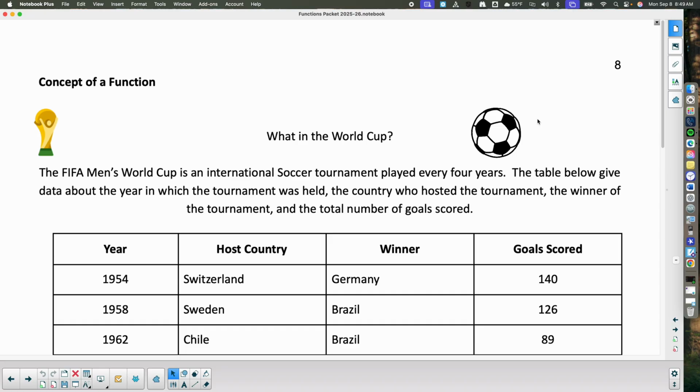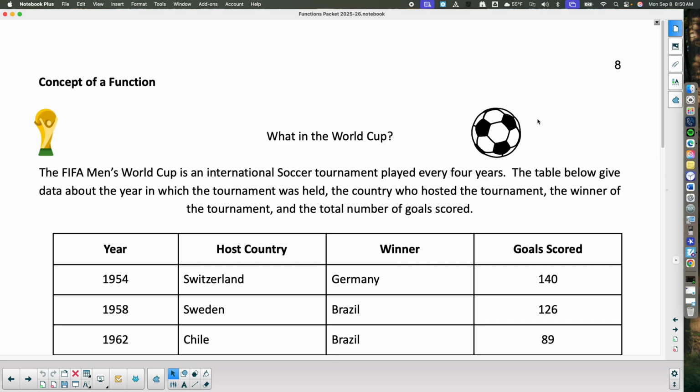So that makes it a function. And I know that's not the question, but I want you to write that in there. The year and the winner is a function, because if I give you a year, you would only be able to give me one possible answer. So question 1 and question 3 are tied together. Question 2 and question 4 are tied together.